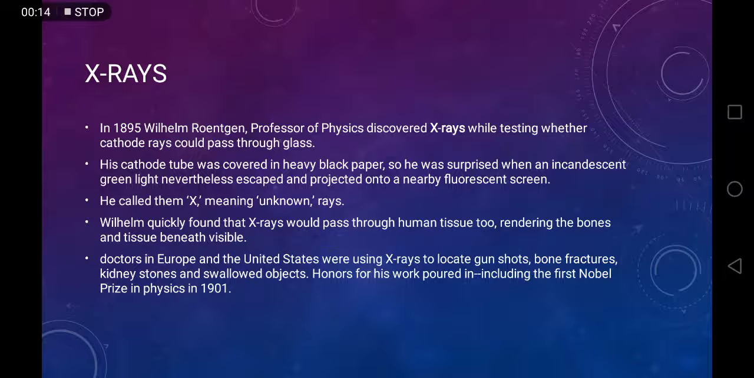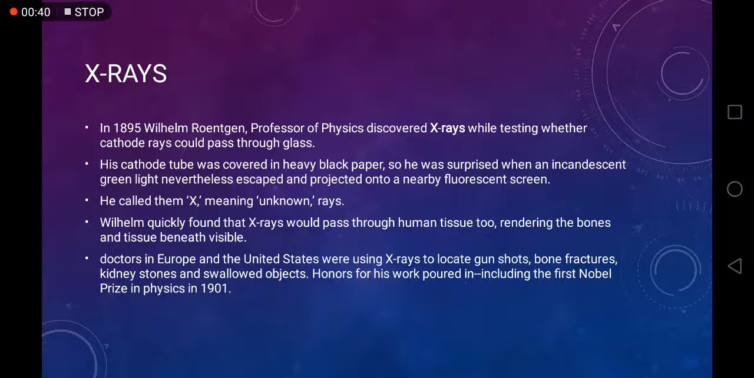X-rays. X-rays are a form of electromagnetic radiation similar to visible light. In 1895, Wilhelm Röntgen, professor of physics, discovered X-rays while testing whether cathode rays could pass through glass. His cathode tube was covered in heavy black paper, so he was surprised when an incandescent green light nevertheless escaped and projected onto a nearby fluorescent screen.